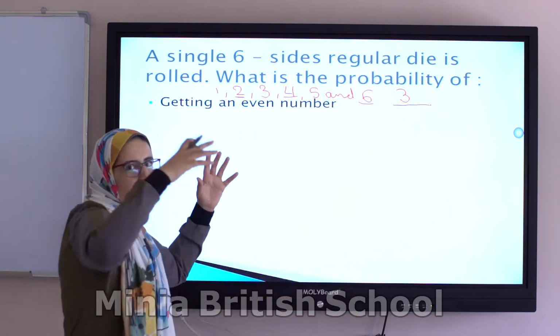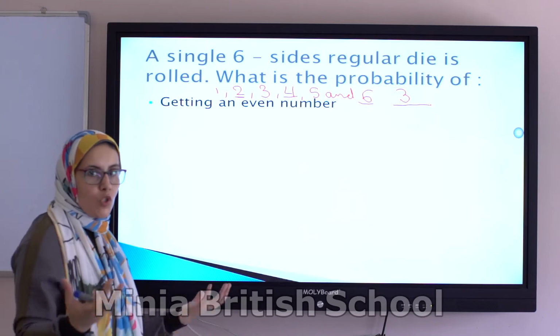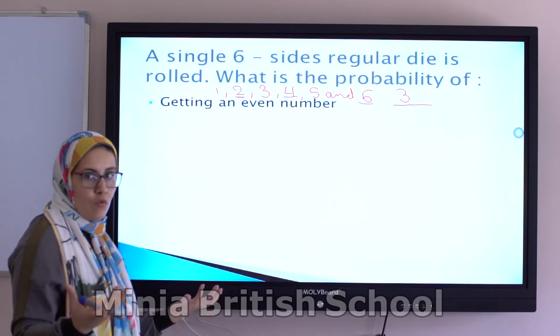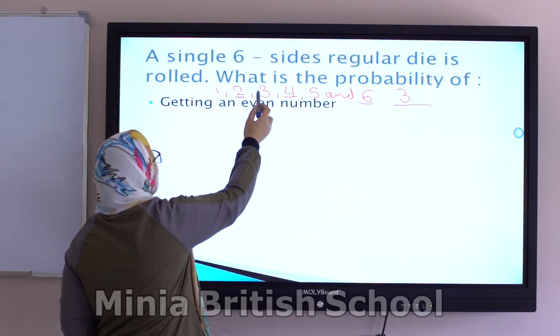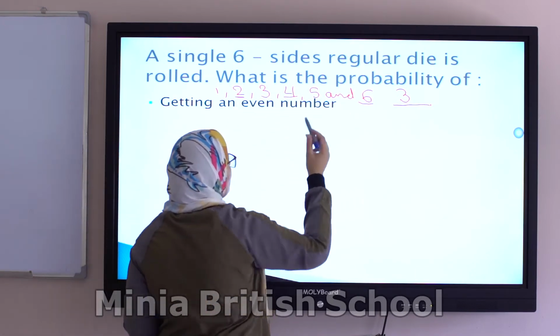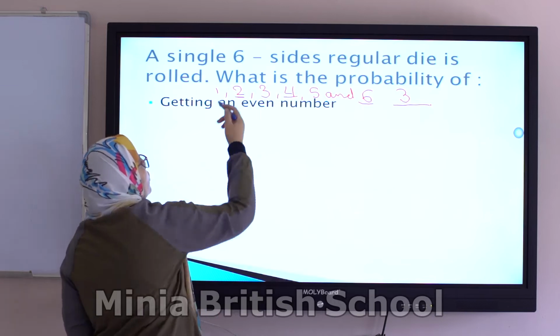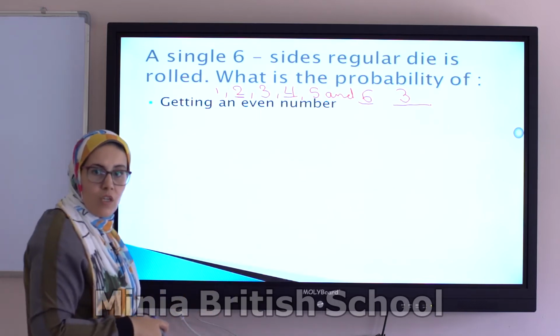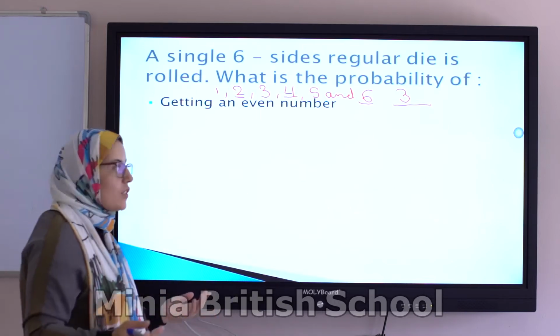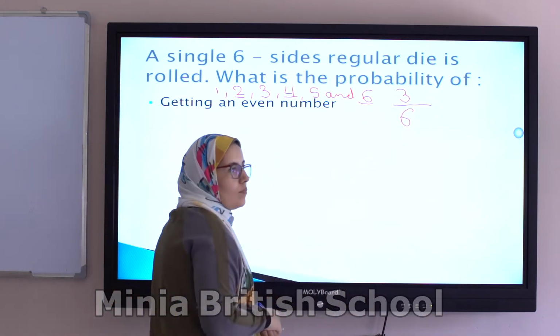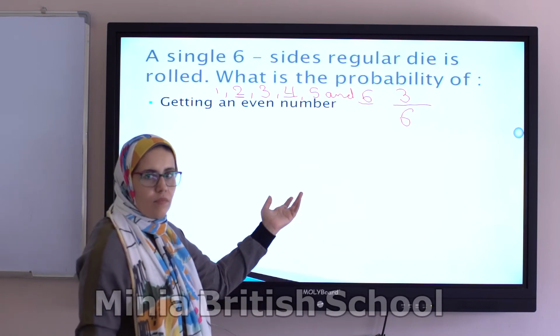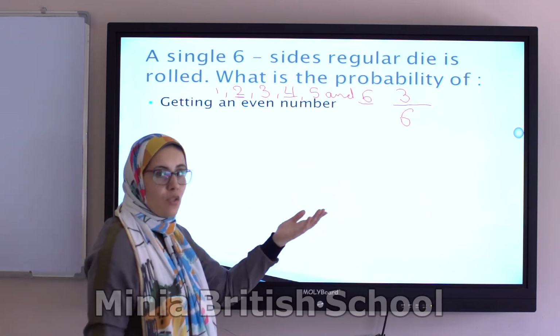The total number of all possibles. All possibles I have. How many? Let's count it. 1, 2, 3, 4, 5, 6. Why 6? Because we have 6 sides. So the all possible are 6. So it will be 3 over 6. Can I leave it like this? Actually, I can simplify it.